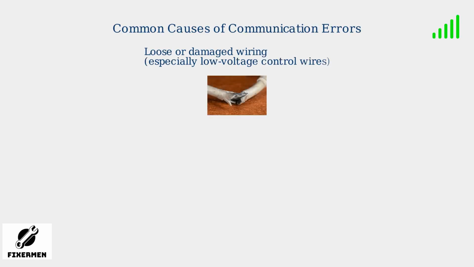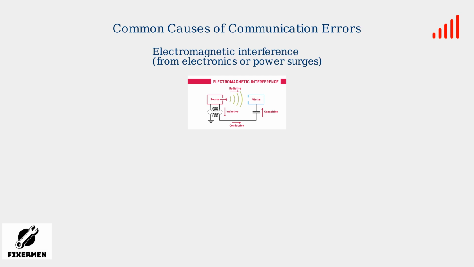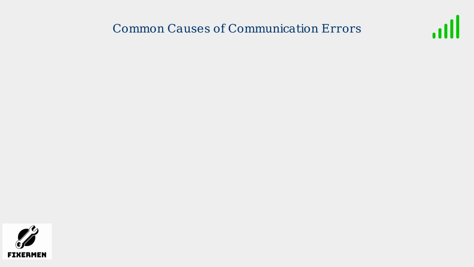not addressed. Several factors can trigger communication errors in the American Standard Platinum 18 heat pump. Loose or damaged wiring, especially the low-voltage control wires that connect components, is a primary culprit. Electromagnetic interference from nearby electronics or power surges can disrupt the system's communication signals. This interference can come from devices like microwaves, wireless routers, or electrical storms.